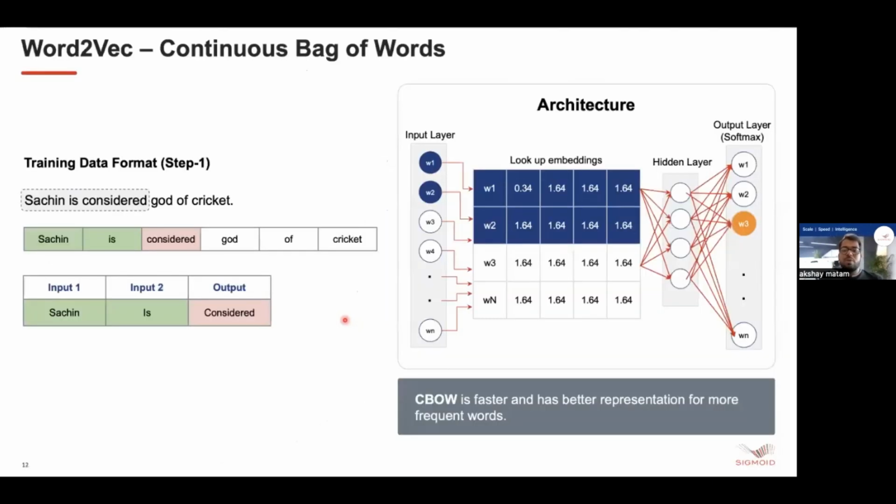So coming to word-to-vec, this is a neural network based architecture in which we are going to create embeddings or vectors for each keyword based on the contextual capturing of the information.